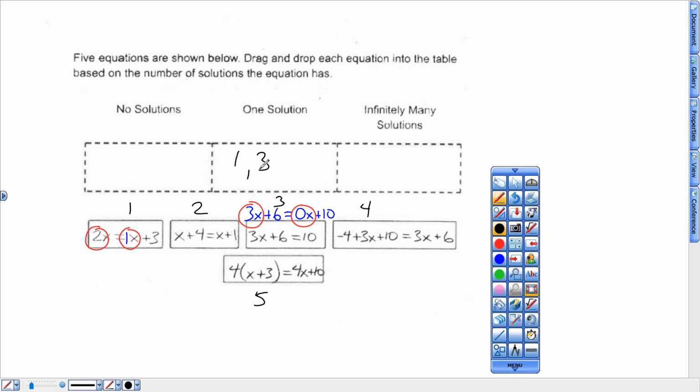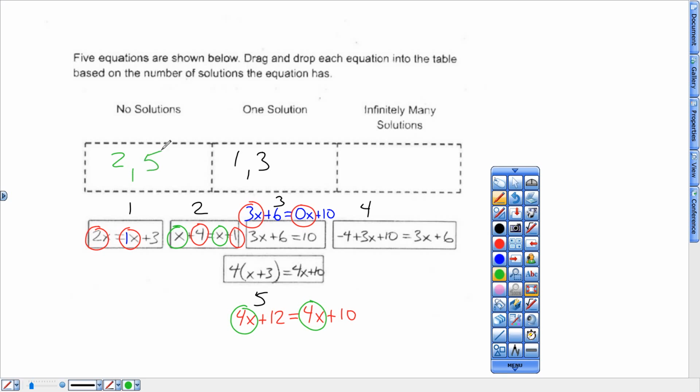If I have the same number of x's on either side, but the numbers are a little bit different, that's the no solution look. So that one, number 2, a no solution look. If I look at number 5 and distribute that, that's a no solution look in disguise, because that both has 4x, but one has a 12, one has a 10. That makes that a no solution. Same number of x's on both sides, but different number. Those are the no solution look.